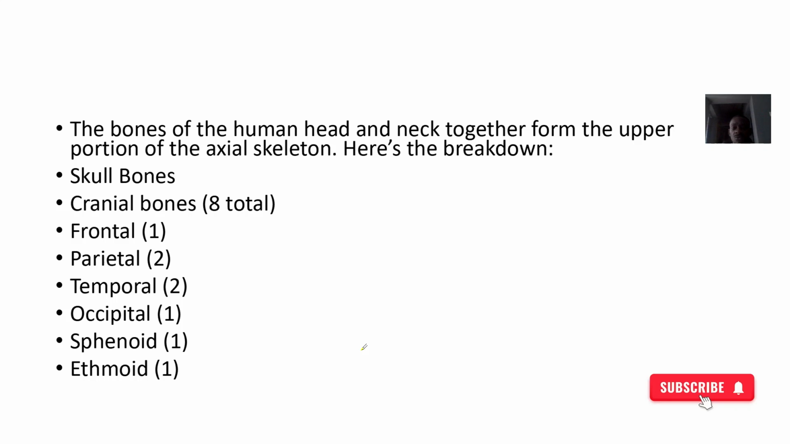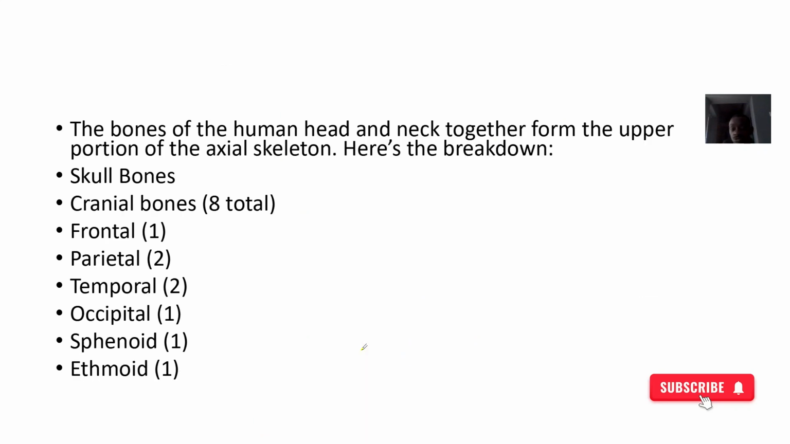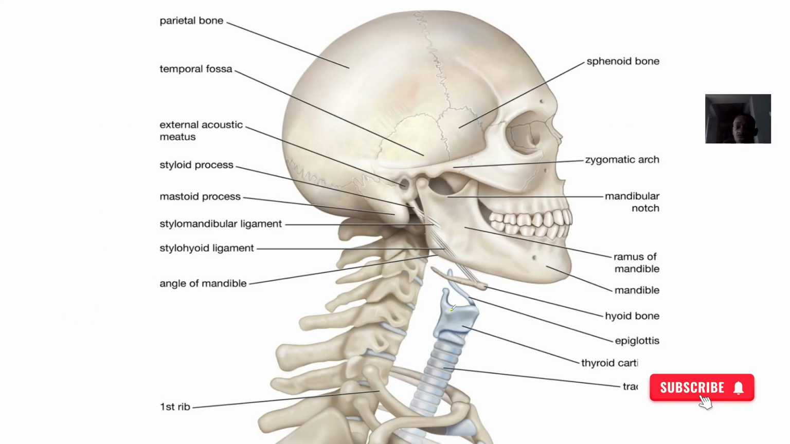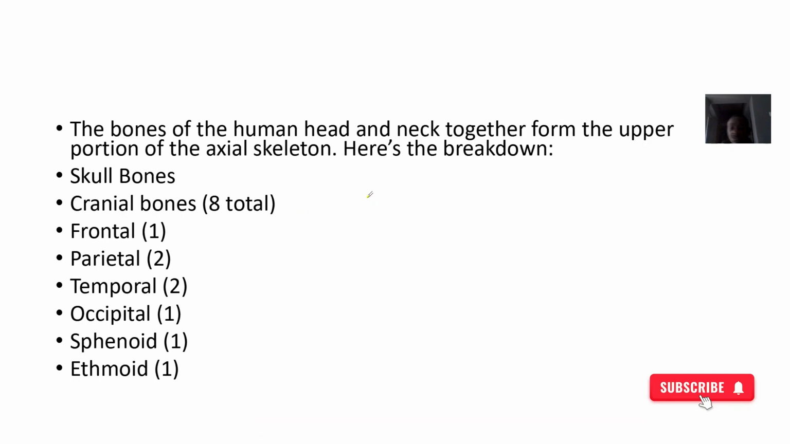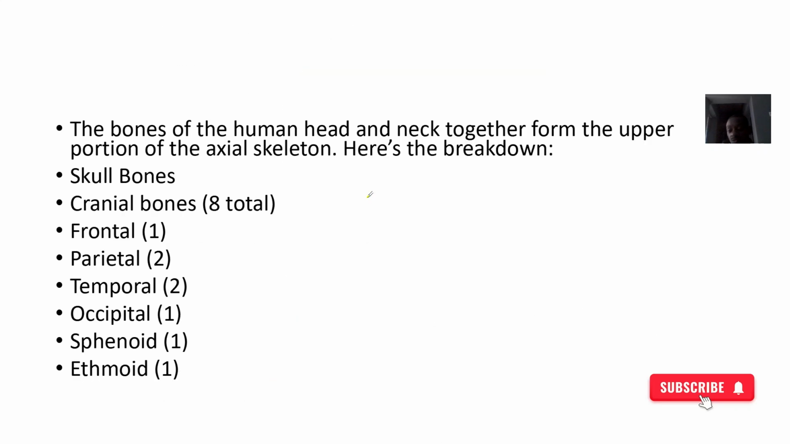So what's the breakdown? For the skull, the cranial bones are about 8. We have the frontal bone, which is 1. We have the parietal bones on the side of the head, one on this side, one on this side, so 2. We have the temporal bone, which is behind the zygomatic bone, one on this side, one on that side, so 2. We have the occipital bone at the back, which is 1. We have the sphenoid bone, 1. We have the ethmoid bone, 1.